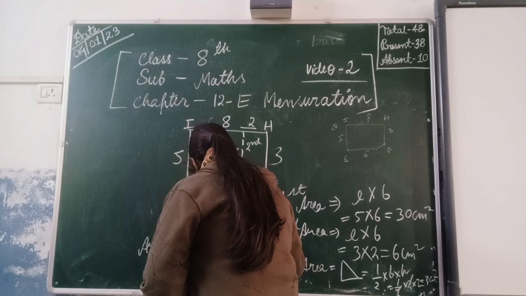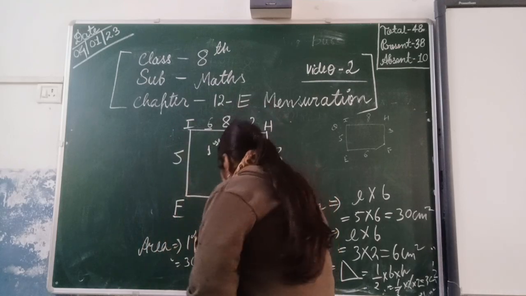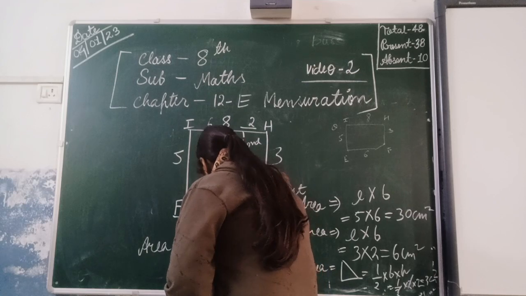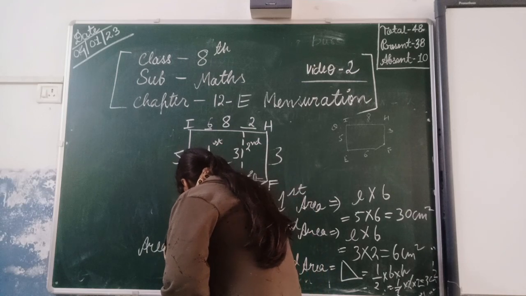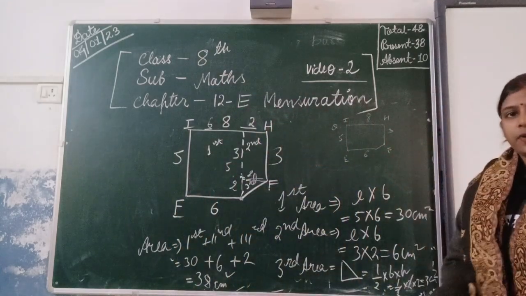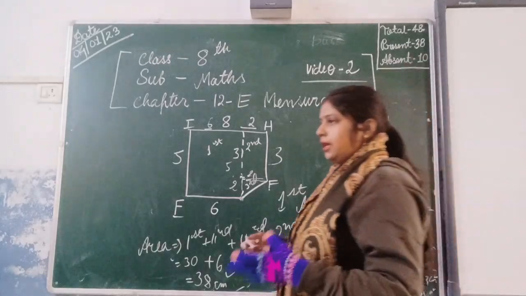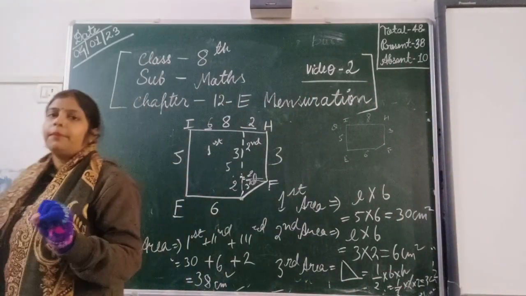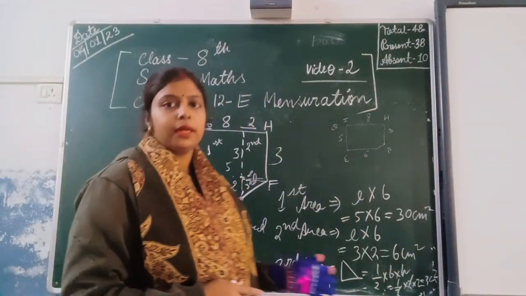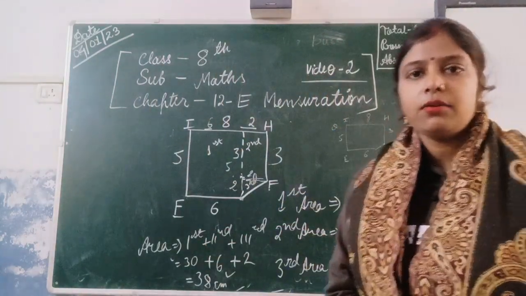third, which is 30 centimeter plus 6 centimeter plus 2. That is equal to 38 centimeter square. Understood how to find out the area of any figure? First divide it into any plane shape, then apply the formula for the particular area, and then sum up all the areas. Understood how to find out?